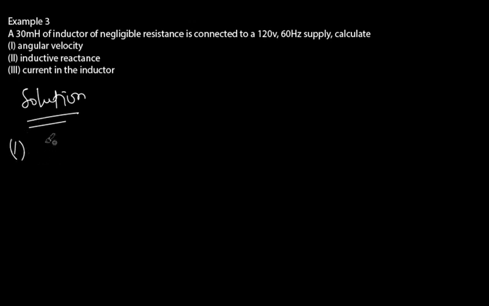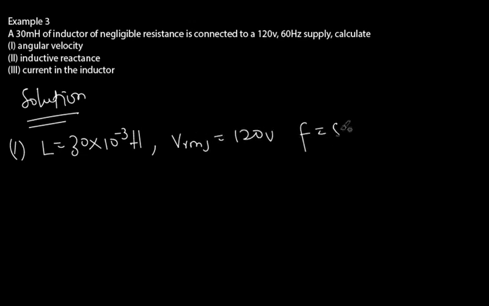So first of all, we have our inductance, which is 30 times 10 raised to the power minus 3 Henry. That does it for the milli. Then we have our voltage, which is the root mean square voltage, equal to 120 volts. Our frequency is 60 Hz over here.